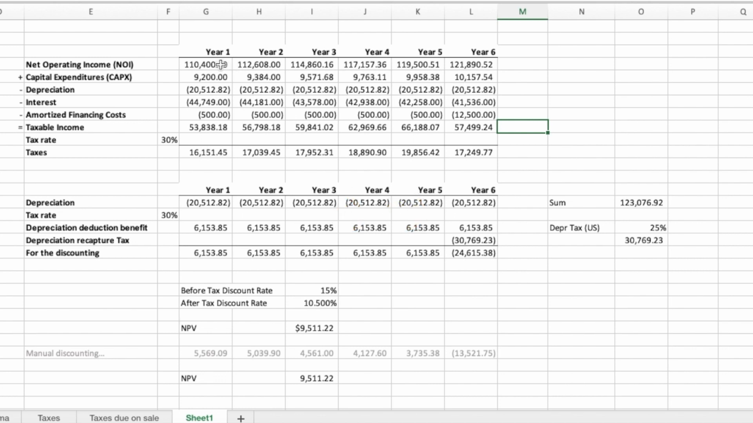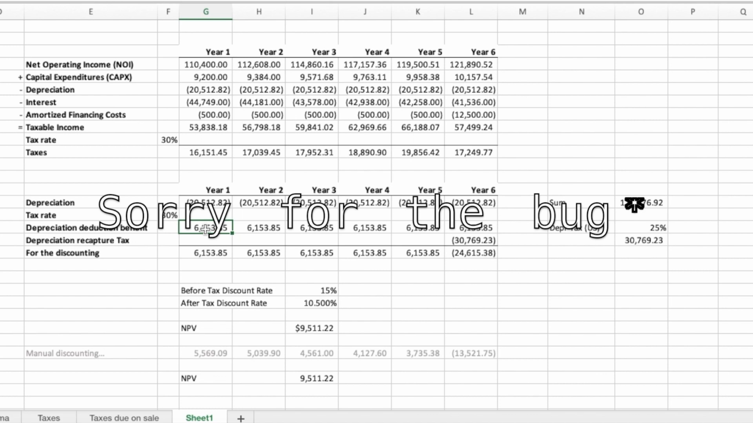The depreciation deduction benefit per year equals the depreciation deduction multiplied by the normal tax rate on your taxable income. In this case, $20,512 times 30% equals approximately $6,000.